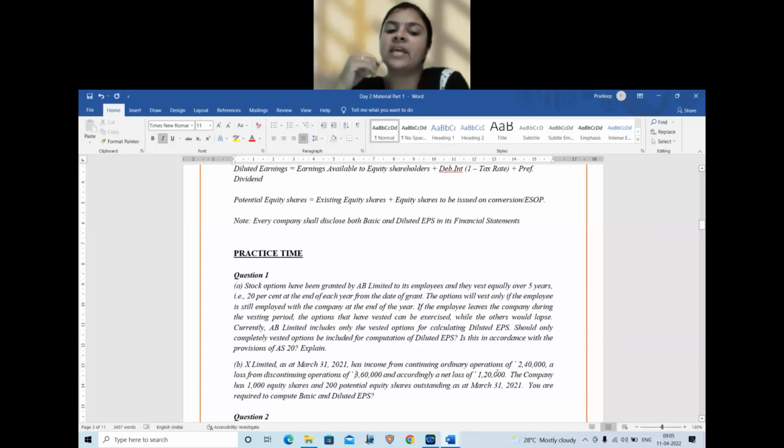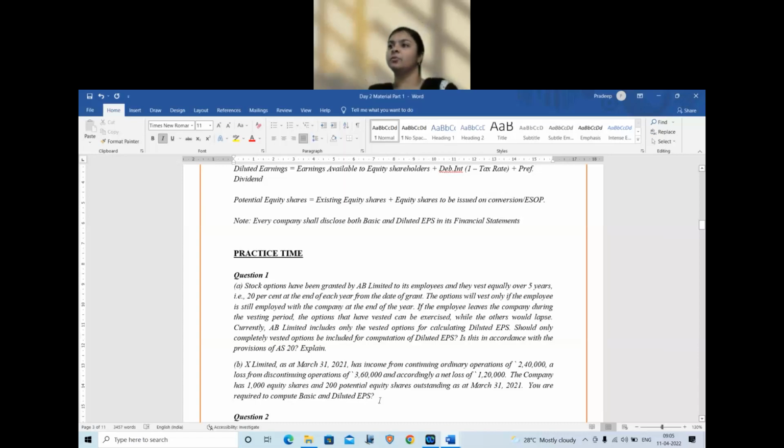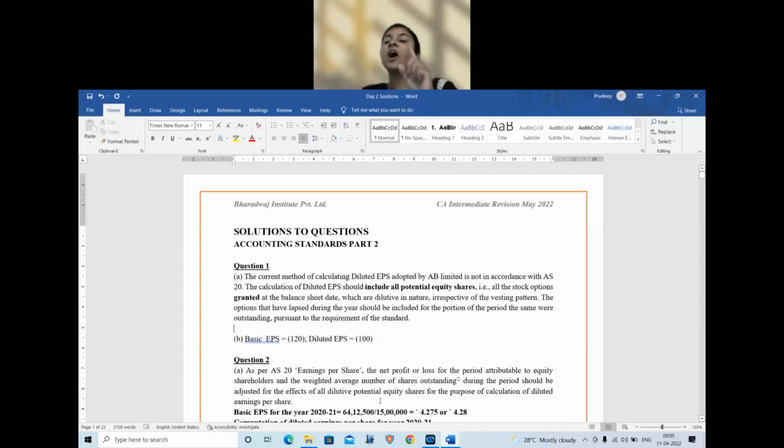So calculate the basic EPS. Minus 1,20,000 divided by 1,000 shares. You have to say what is the loss per share. 120 rupees loss per share. So you should write basic EPS within brackets 120. Basic EPS within brackets 120.